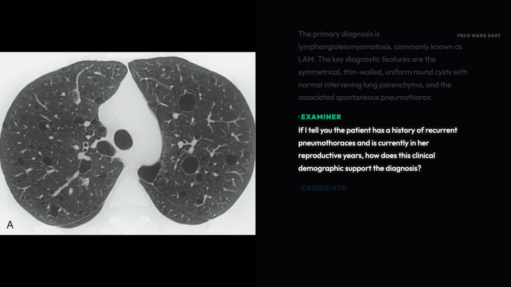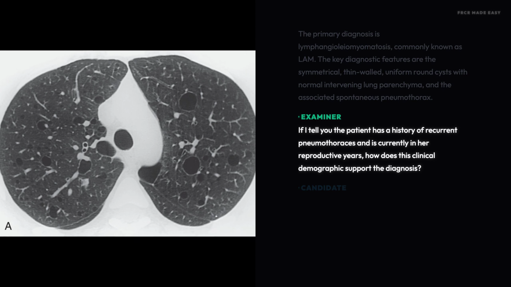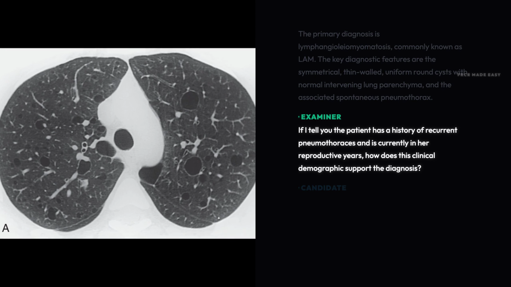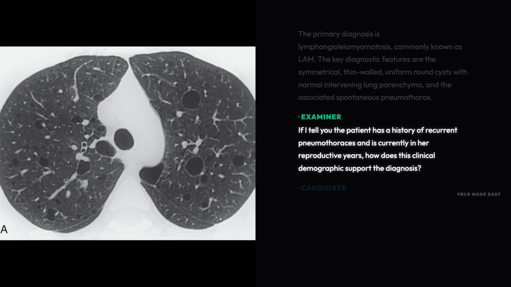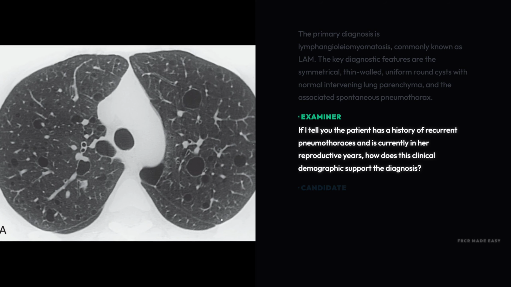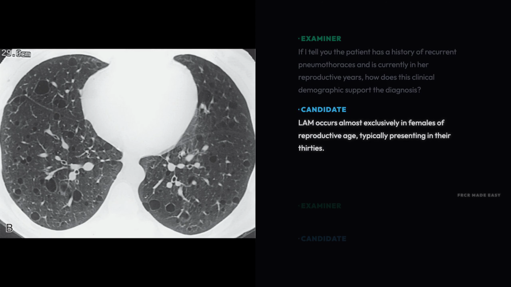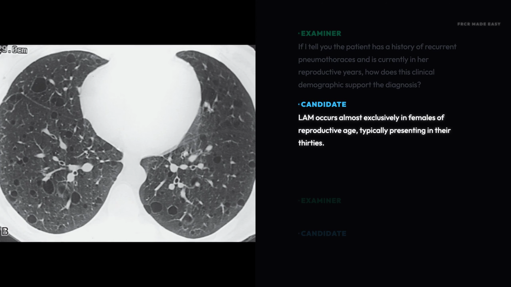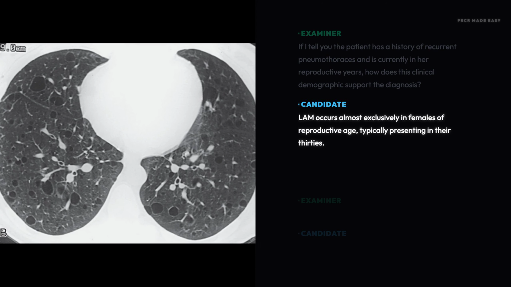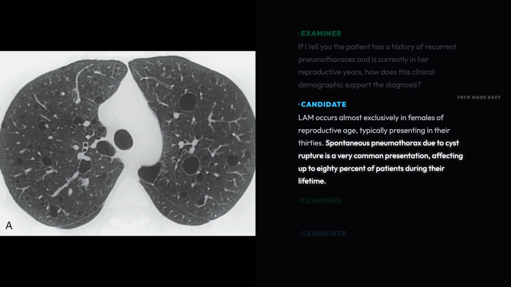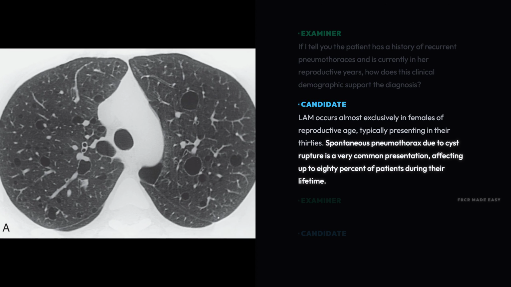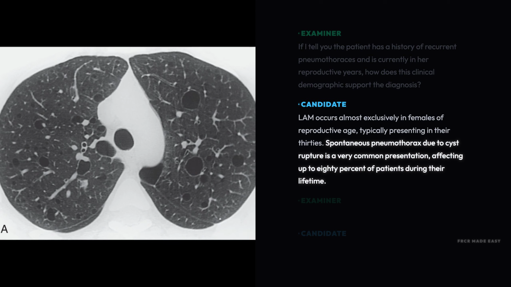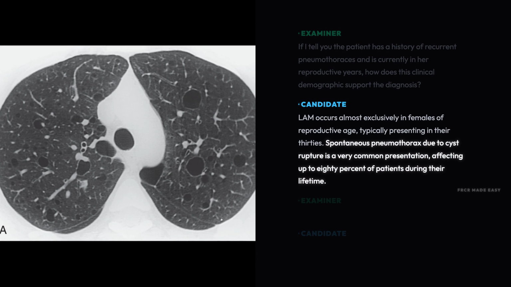pneumothorax. If I tell you the patient has a history of recurrent pneumothoraces and is currently in her reproductive years, how does this clinical demographic support the diagnosis? LAM occurs almost exclusively in females of reproductive age, typically presenting in their 30s. Spontaneous pneumothorax due to cyst rupture is a very common presentation, affecting up to 80% of patients during their lifetime.